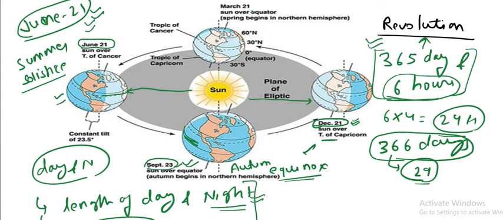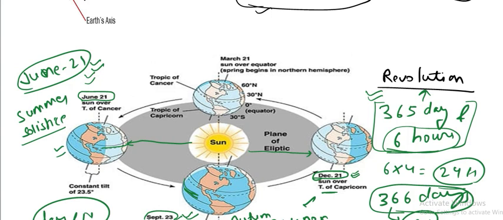Then on March 21, again, the sun rays will fall vertically on the equator, and also the day and night will remain equal in both hemispheres, and this is called spring equinox.